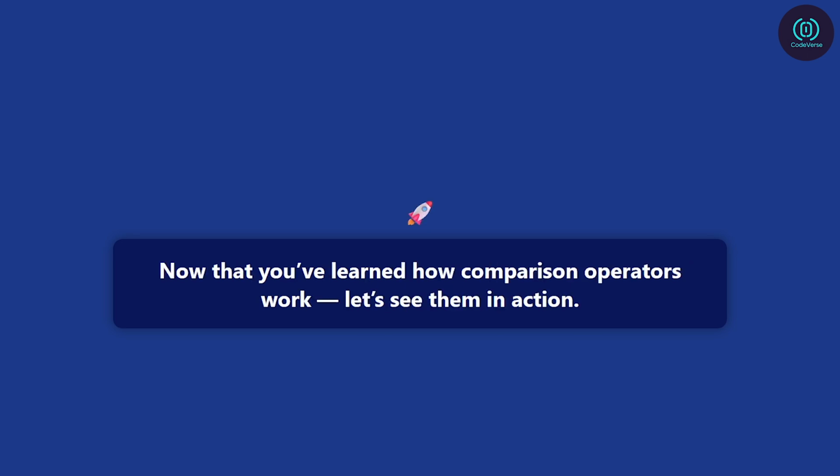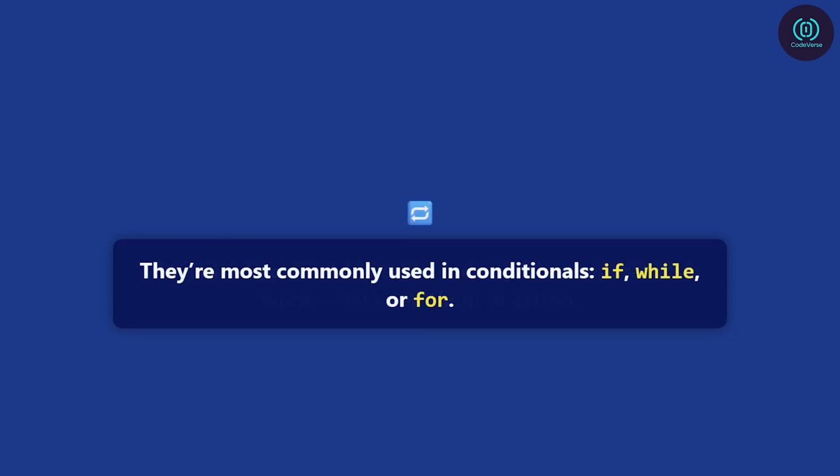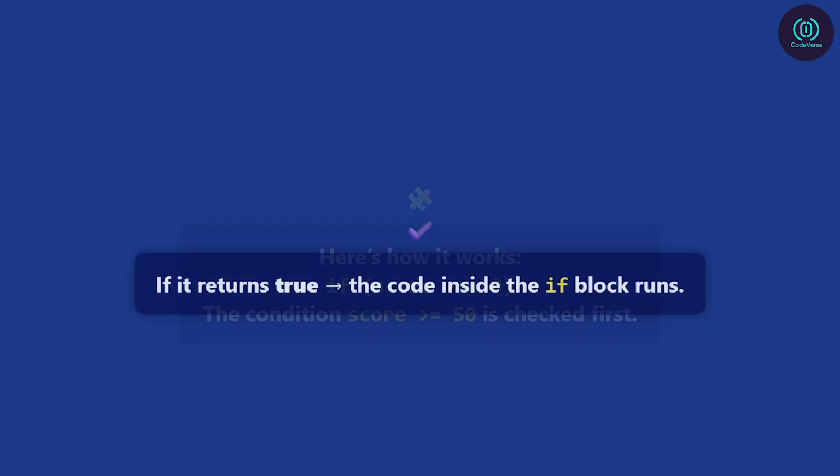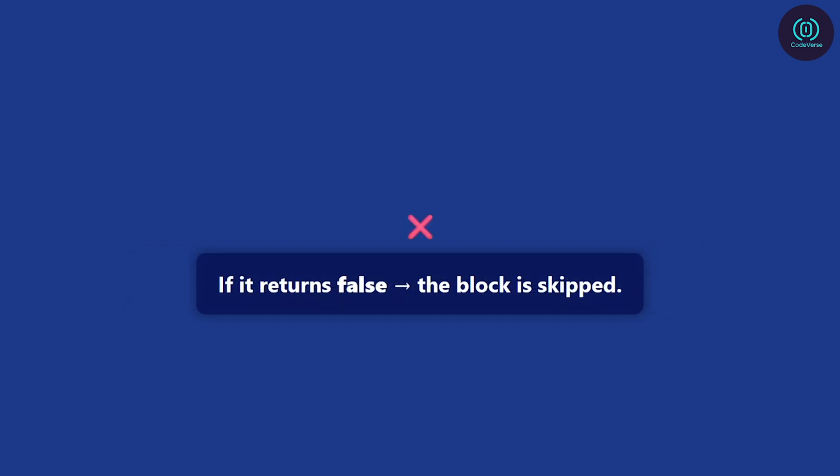Now that you've learned how comparison operators work, let's see them in action. One of their most common uses is inside conditional statements like if, while, or for. Here's how it works. When you write something like if score greater than or equal to 50, the comparison score greater than or equal to 50 is evaluated first. If it returns true, the code inside the if block will run. If it returns false, it'll be skipped.